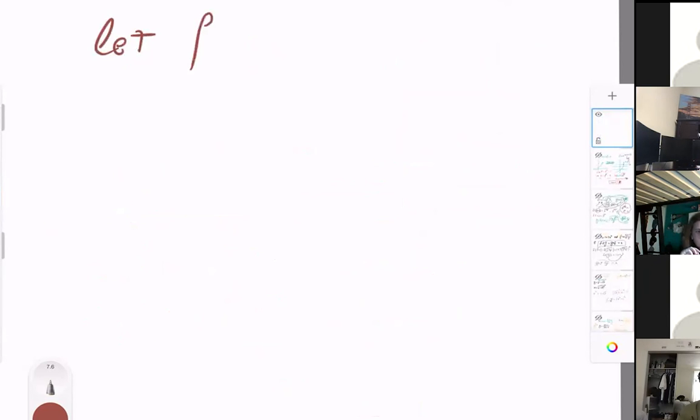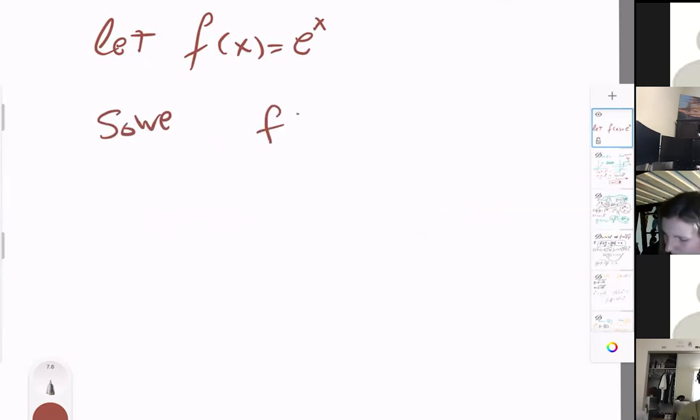Let f of x equal to e to power of x. Solve. F of x to the power of negative 1 equal to 2.